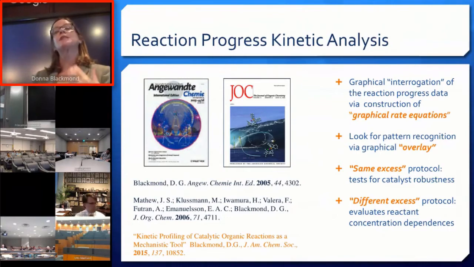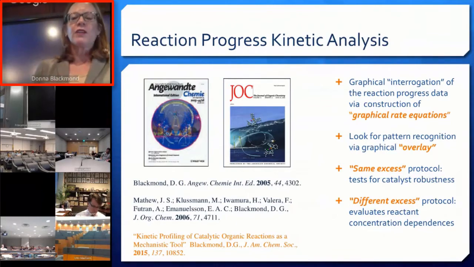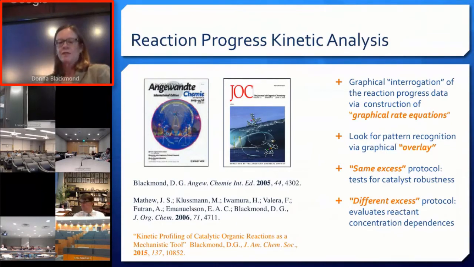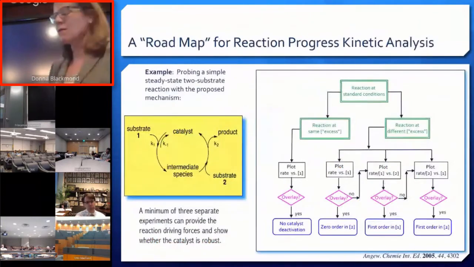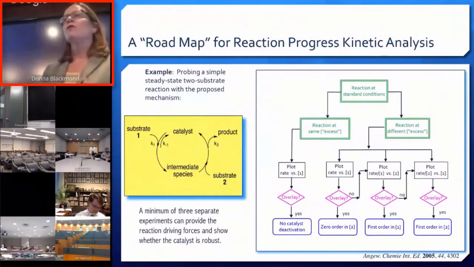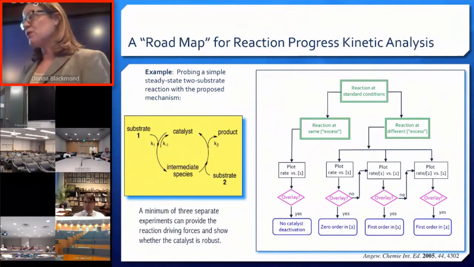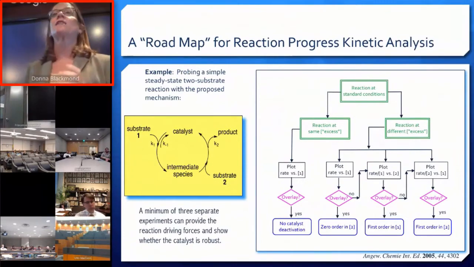And typically it's going to help us get reaction orders in substrate concentrations. So I'm not going to go into all this, but next slide. This will show you just a flow chart from the Angewandte review paper, which is showing you that with very few experiments, essentially you can run 3 experiments, and in that you can know the reaction orders in 2 substrates, and you can know whether the catalyst is robust.